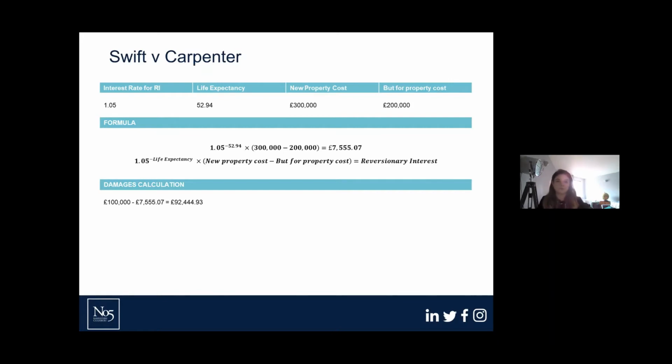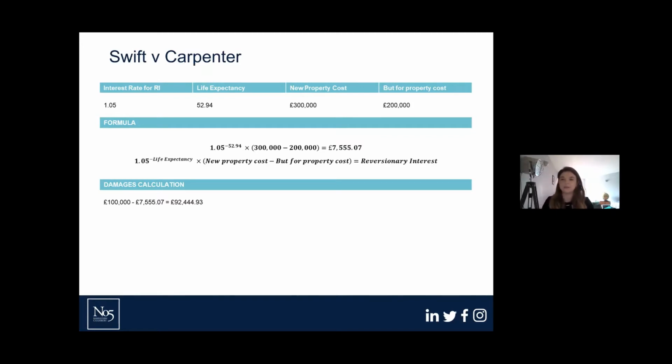So if one does it on the example on screen, your reversionary interest comes to about £7,555.07. And then we can see the damages calculation for that head of loss below. So you've got 100,000 minus that reversionary interest. And that gives you the figure for accommodation.